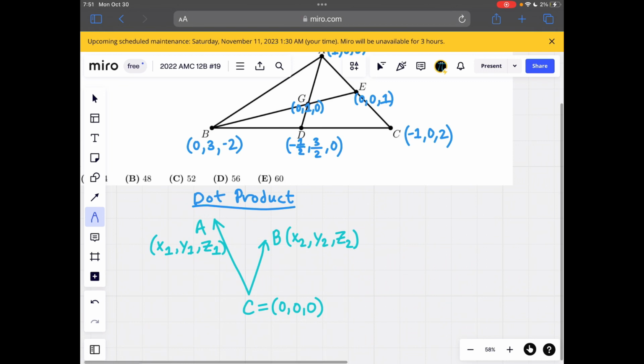Then the dot product method for cosine states that the cosine of the angle theta between the two vectors is going to equal the product of vectors A and B, dot product, over the product of the magnitudes of A and B. Now, the dot product of A and B in terms of x1, y1, z1, and x2, y2, z2 is just equal to x1 x2 plus y1 y2 plus z1 z2.